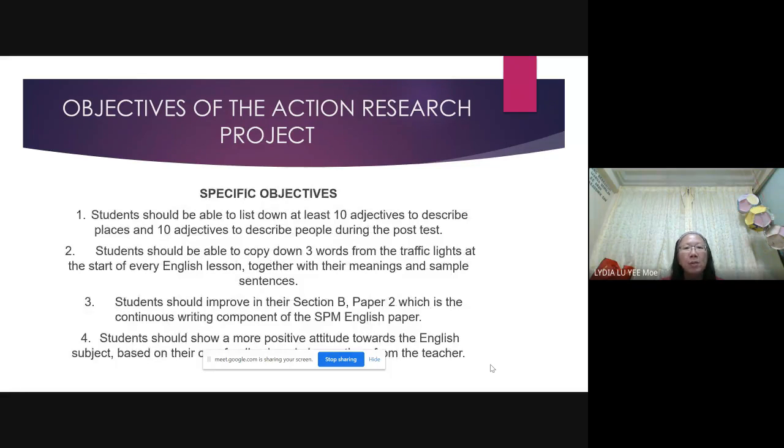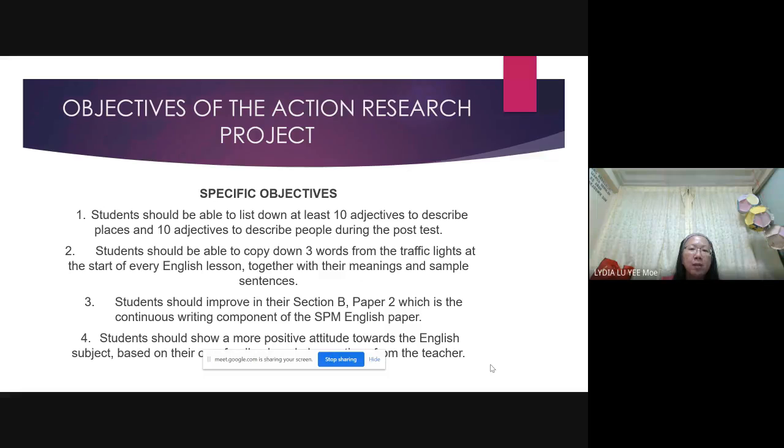So there are four specific objectives here. Students need to be able to write at least 10 adjectives to describe places and 10 to describe people during a post-test. In a pre-test, they do the same. Okay, students should be able to copy down 3 words from the traffic lights at the start of every lesson, together with their meanings and sample sentences. And this can be shown from their vocabulary notebook.